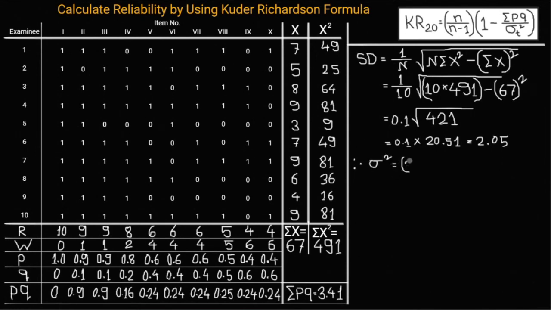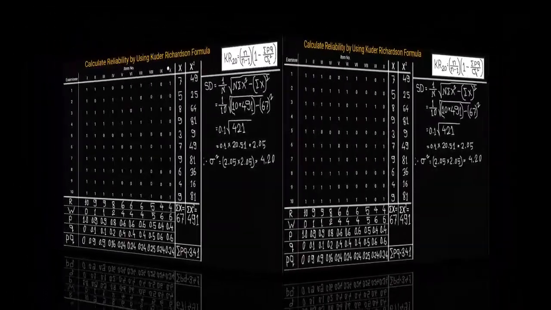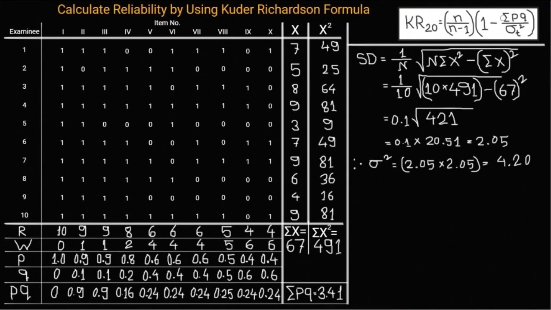Now we calculate the variance. Okay, the variance equals 2.05 into 2.05, which equals 4.20. Now again we go back to our formula. Then there is small n. So what is small n? Small n is the number of items. We know in our worksheet the total number of items is 10. Then we have found everything: summation PQ is 3.41, variance is 4.20, and the number of items is 10. Now we can calculate the formula.